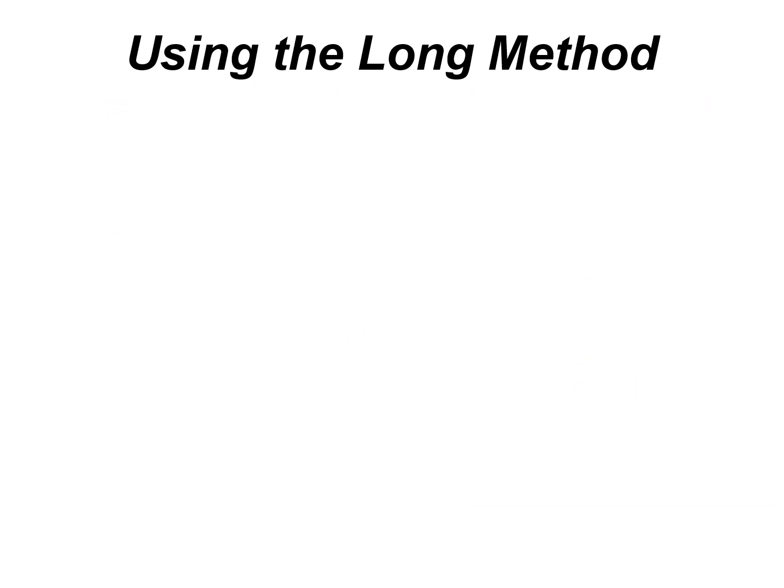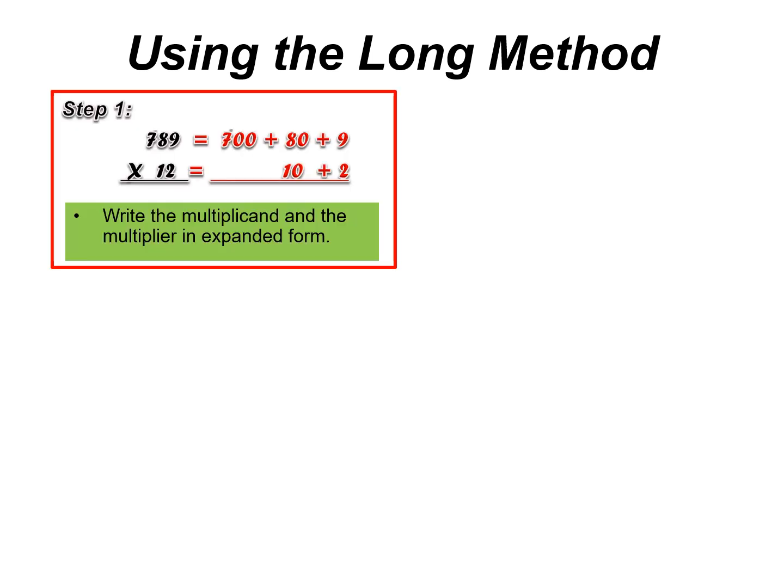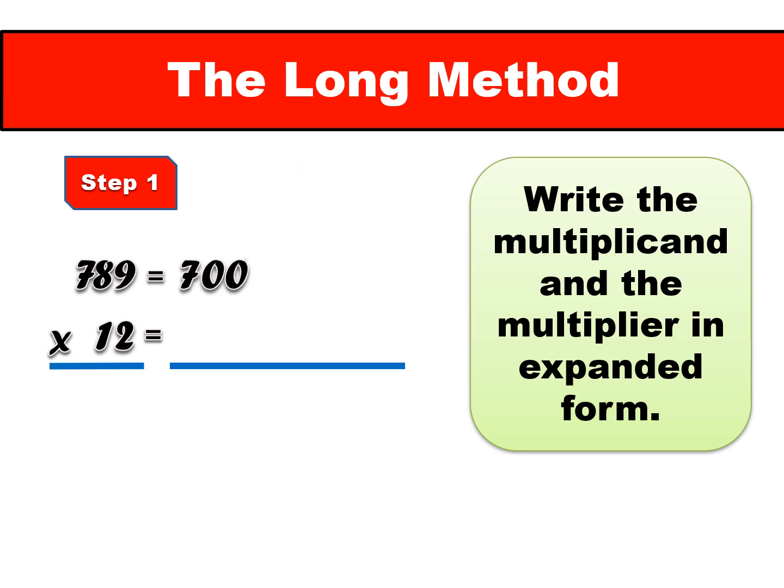At this time, you will now know how to solve the problem using the long method. Step 1. Write the multiplicand and the multiplier in expanded form. For 789, we have 700 plus 80 plus 9. For 12, we have 10 plus 2.